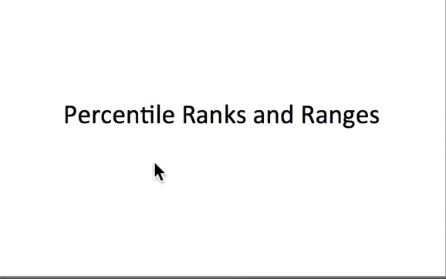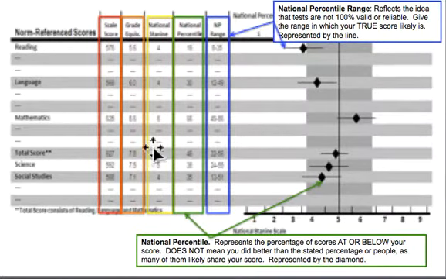Which leads us to percentile ranks and ranges. Now, on this particular graph, the dot or the diamond represents the actual percentile rank, and the bar represents the range. What this really says is that the diamond is what you got, and it's kind of where you fit. We'll talk a little more about what it means exactly in a minute.